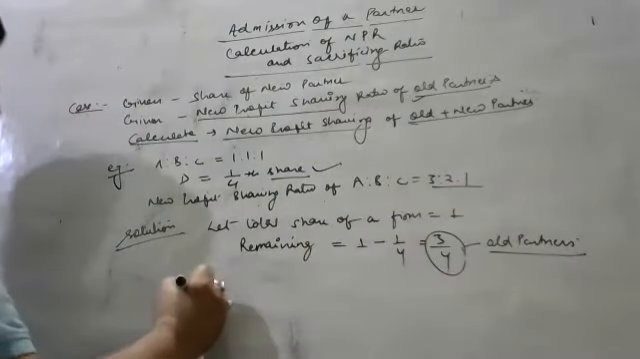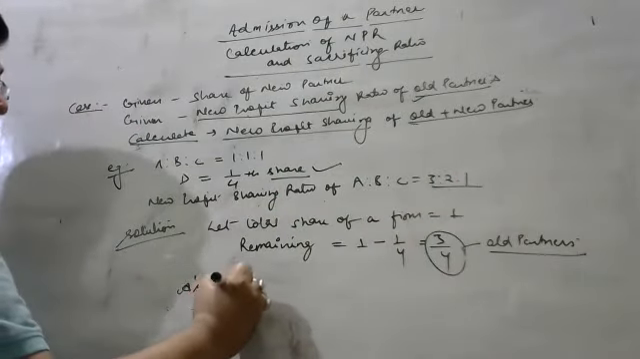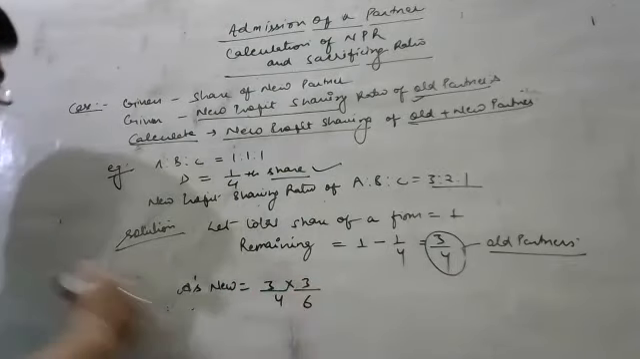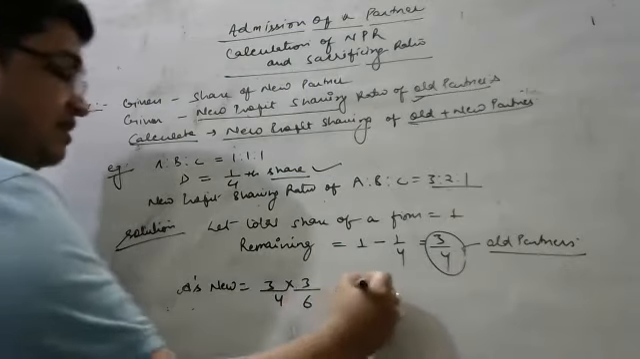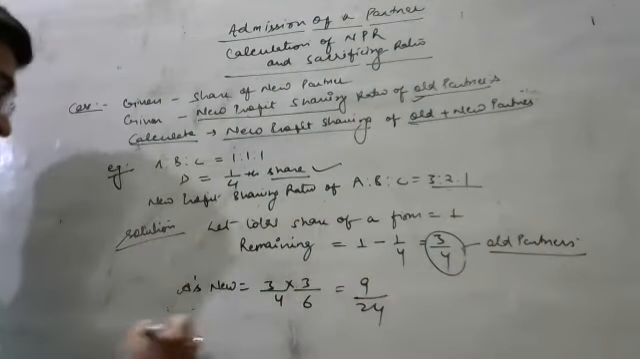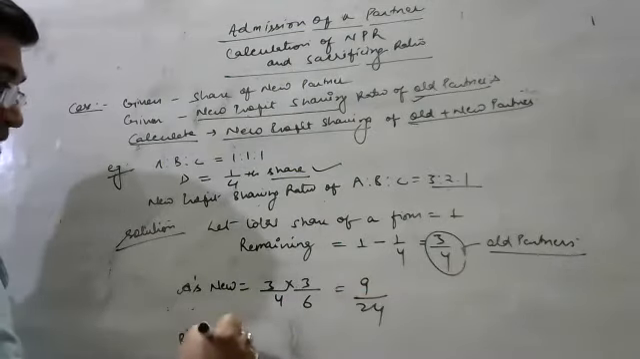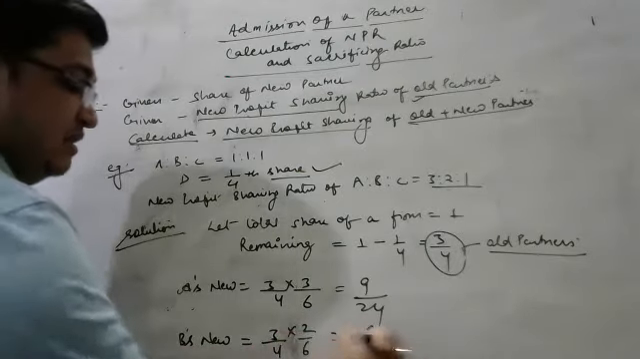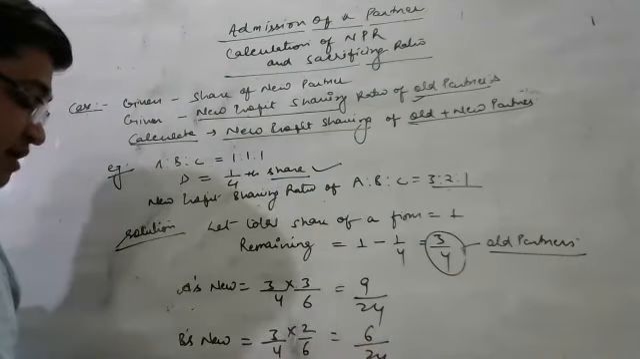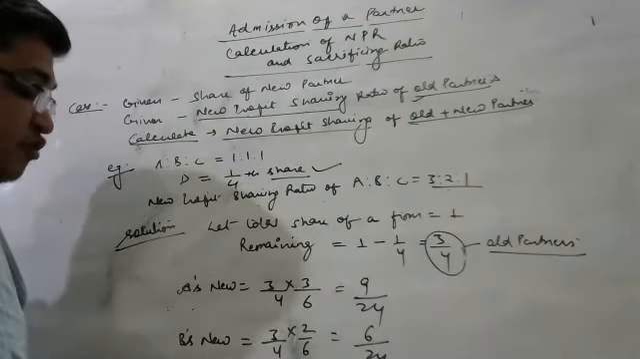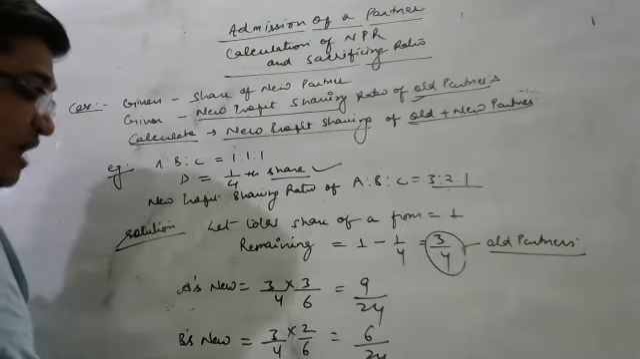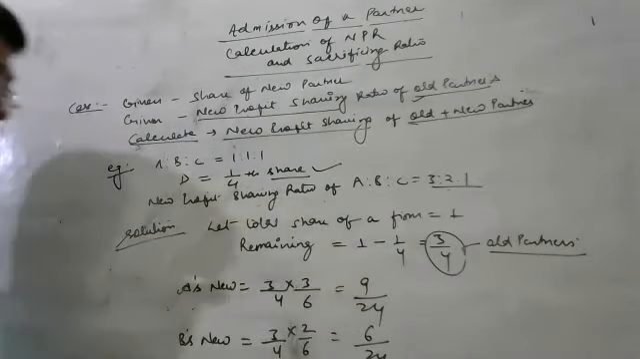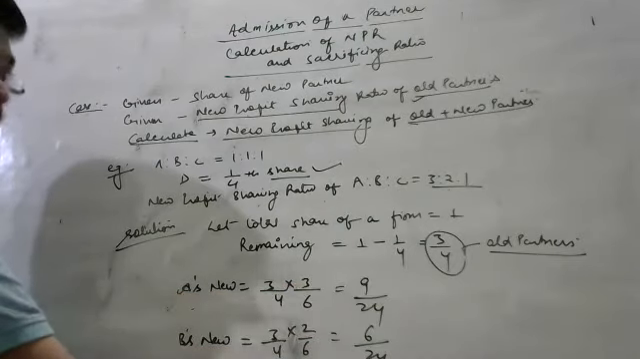So what will be the new share of A? A का new share क्या होगा? 3/6 of 3/4, that is 9/24. Okay, B का new share क्या होगा? 2/6 of 3/4, that is 6/24. And what will be C's new share? That is 3/4 into 1/6, that is 3/24. So this is the new ratio of the old partners.